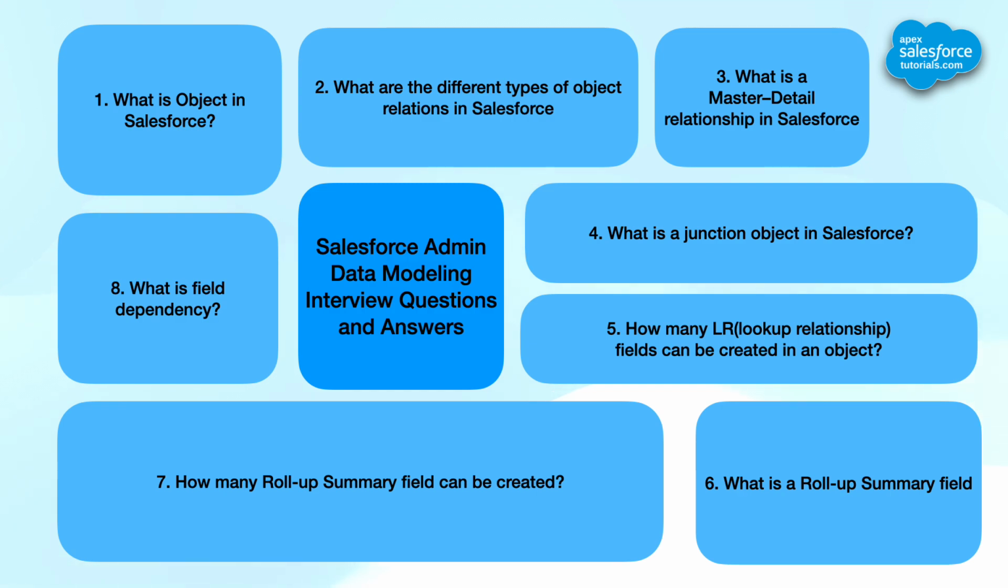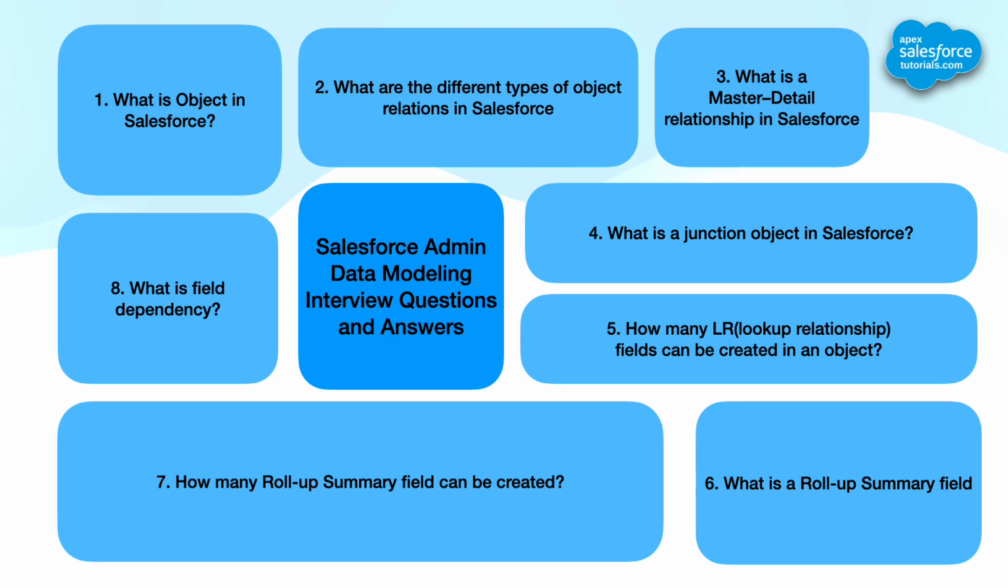Second, types of object relationships in Salesforce. Salesforce supports various object relationships: master-detail relationship, a parent-child structure where the master controls the child. Deleting the parent deletes all child records, known as cascade delete. Lookup relationship, a loose connection where the parent's deletion doesn't affect the child. It's used when dependency isn't required.